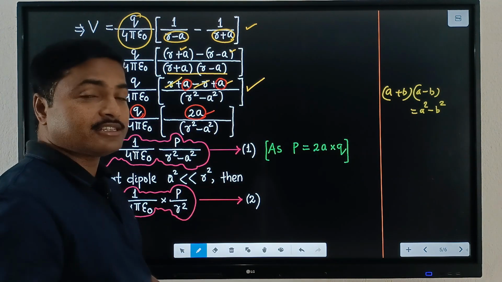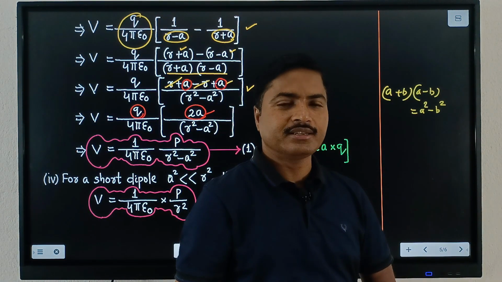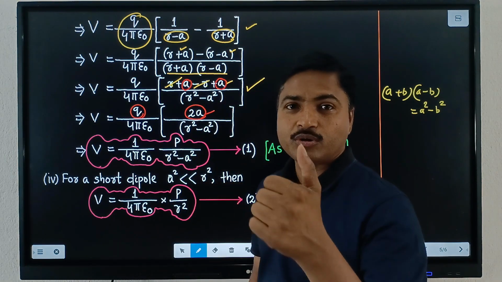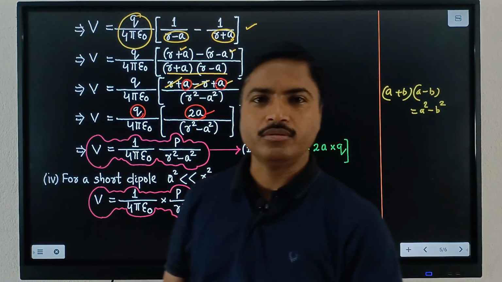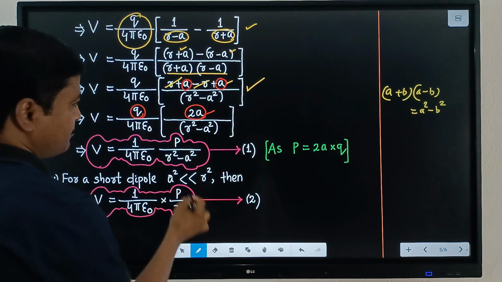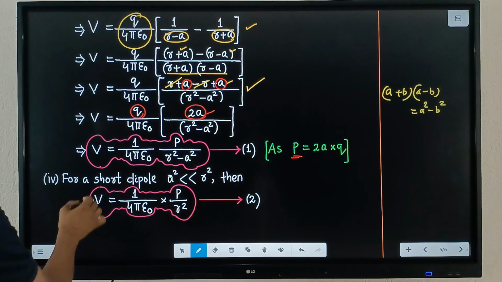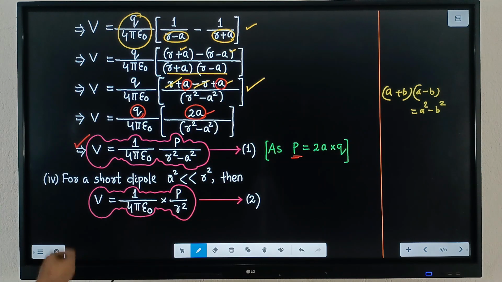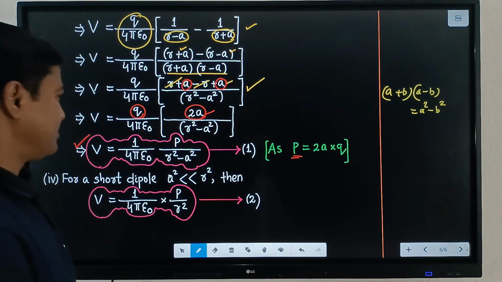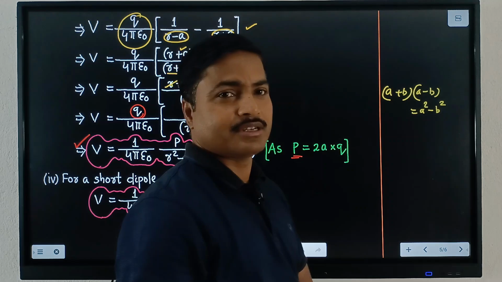Twice a is the distance between the two poles, and q is the magnitude of one charge. You know the mathematical expression of the electric dipole moment: p is equal to twice a multiplied by q. So in place of twice a multiplied by q, we write the symbol p. p is the electric dipole moment. Finally we write the net electric potential at the observation point, V is equal to 1 divided by 4 pi epsilon 0 multiplied by p divided by r square minus a square. This is the final expression.